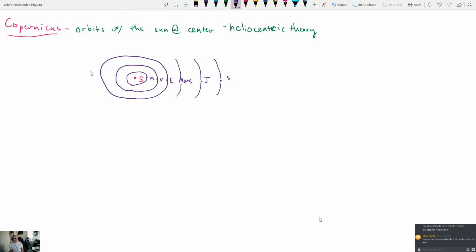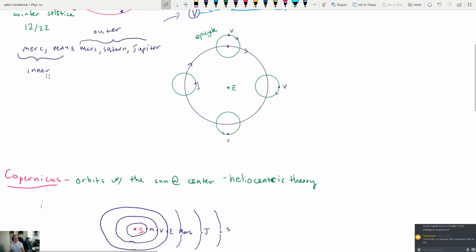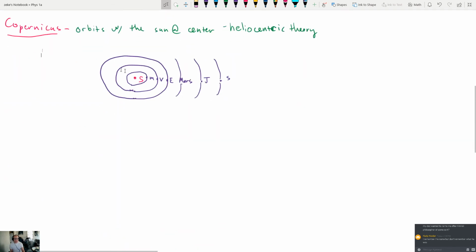Okay, so what Copernicus did that was groundbreaking was he basically said, let's put everything together. Ptolemy was separating out a different theory for Mercury, Venus, Mars, Saturn. He had different rules to describe what they were doing, and Copernicus basically put them all together and put the sun at the center.